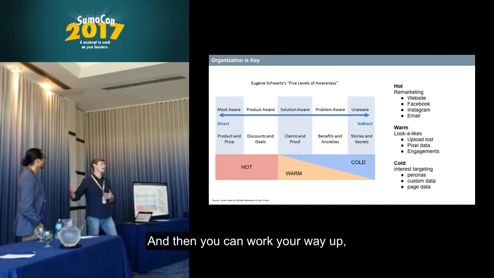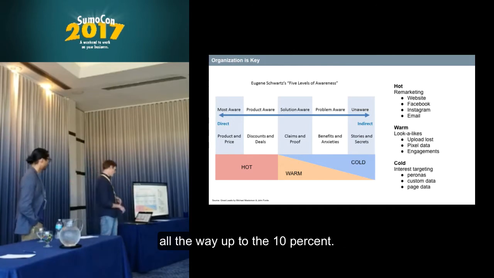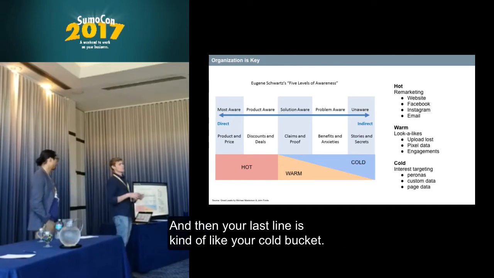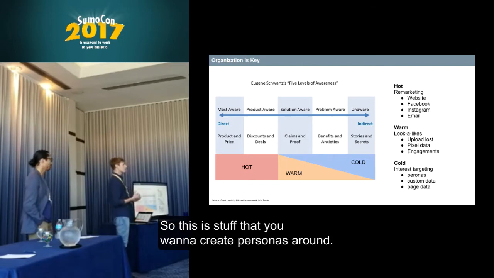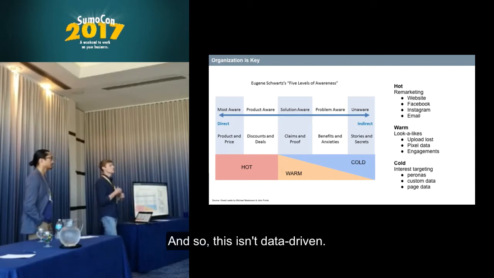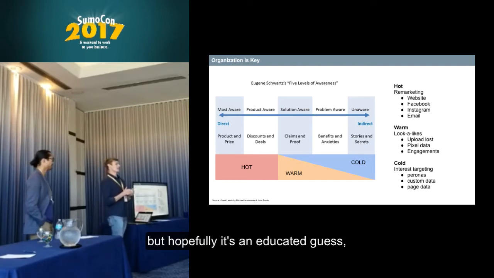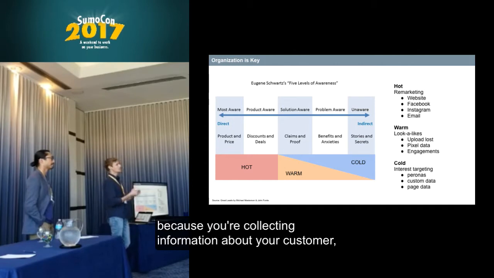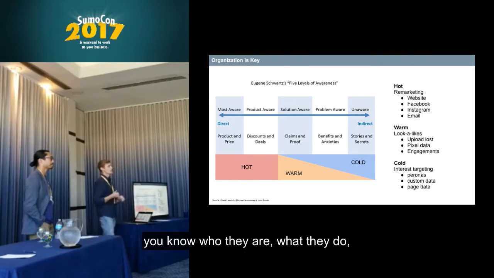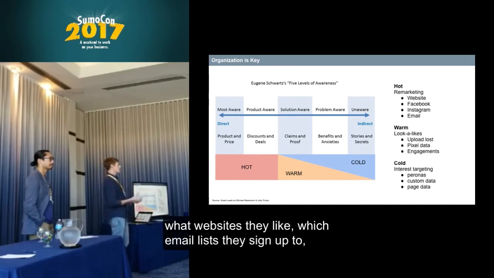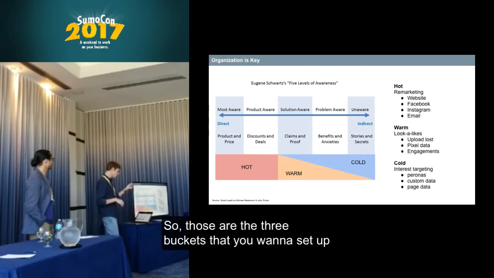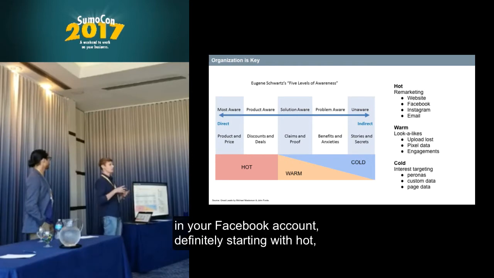And then you can work your way out, all the way up to the 10%. And then your last one is kind of like your cold bucket. So this is stuff that you want to create personas around. And so this isn't data driven, this is almost just like guessing. But hopefully it's an educated guess, because you're collecting information about your customer, who they are, what they do, what websites they like, which email lists they sign up to, all that sort of stuff. So those are the 3 buckets that you want to set up in your Facebook account.